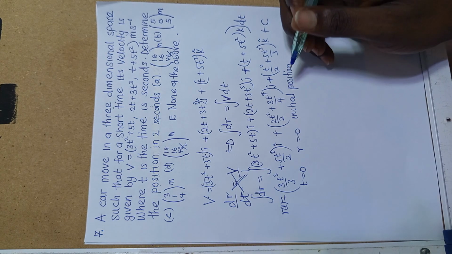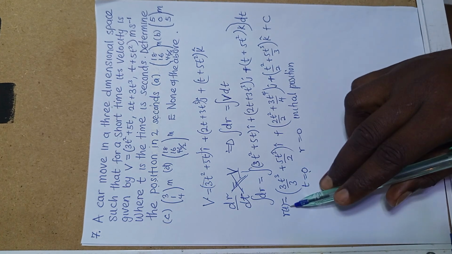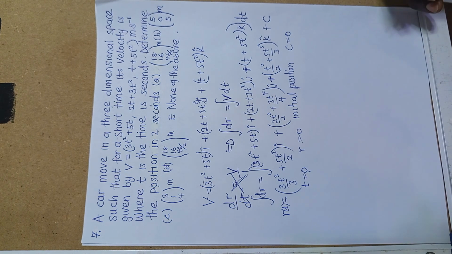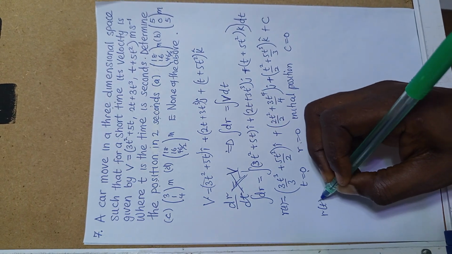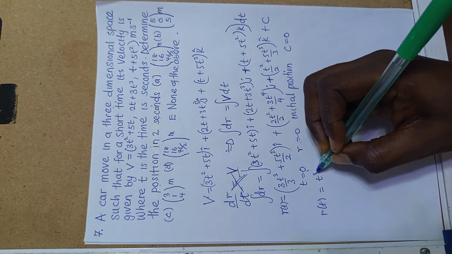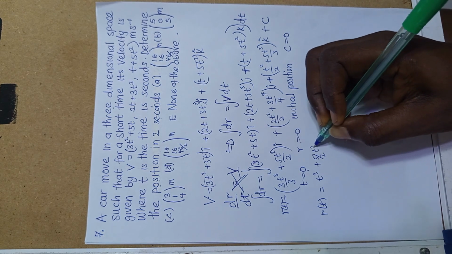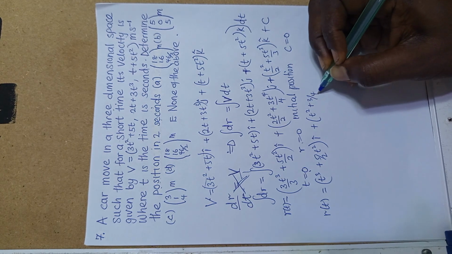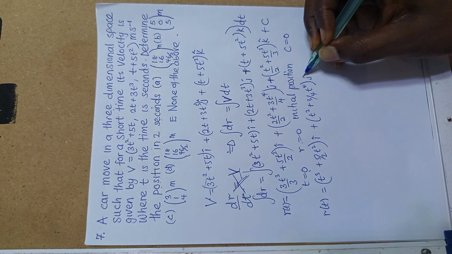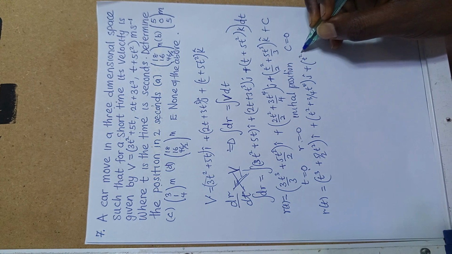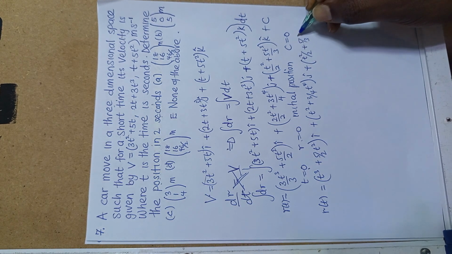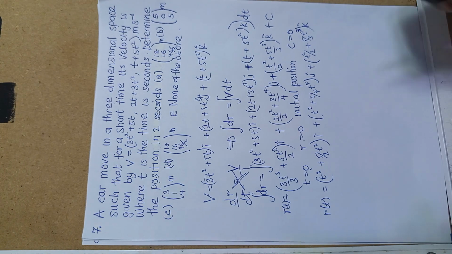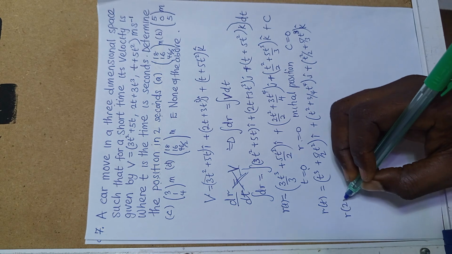So we will notice that if you put t equal to 0 and r equal to 0, our constant c will be equal to 0. So that means our r of t is equal to (t cubed plus 5 over 2 t squared) i plus (t squared plus 3 over 4 t to the 4) j plus (t squared over 2 plus 5 over 3 t cubed) k. Now that is our position at 2 seconds.